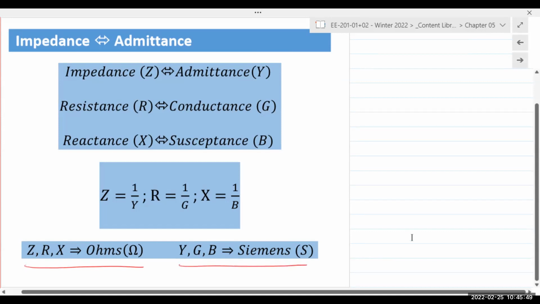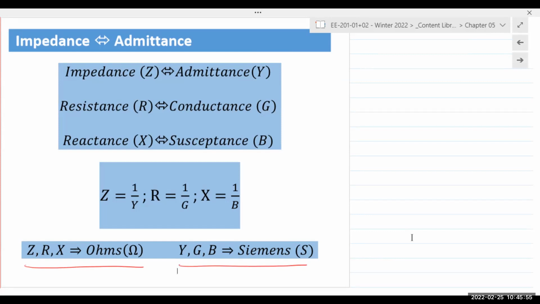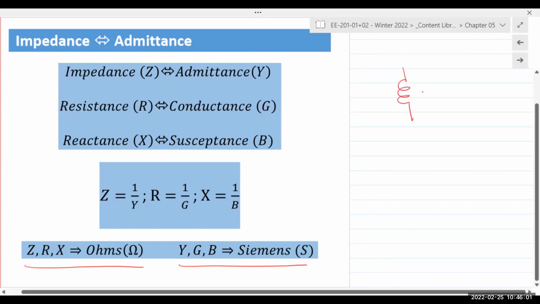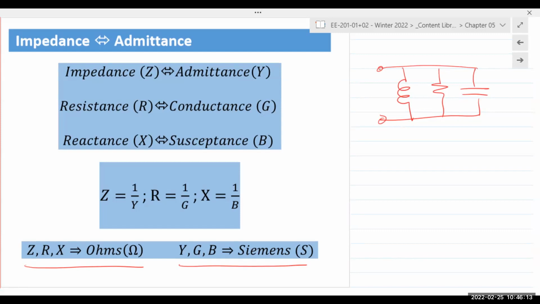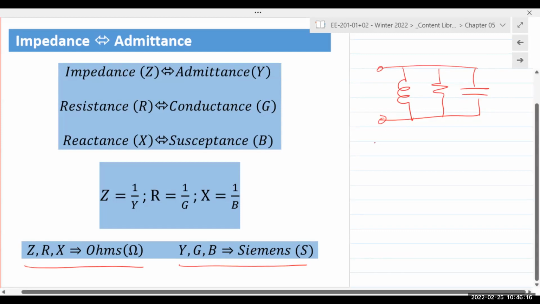For the reciprocals, it's Siemens. And it's simply 1 over Y, 1 over G, 1 over B. Okay. Now, if you have components in parallel, that's where it is very useful to use the reciprocals. Because instead of taking the reciprocal of each individually, if you just find the reciprocals at the beginning, all you'd have to do is, instead of taking the sum of the reciprocals, you'd simply find Y is equal to G1 plus G2 plus B, and so on and so forth.